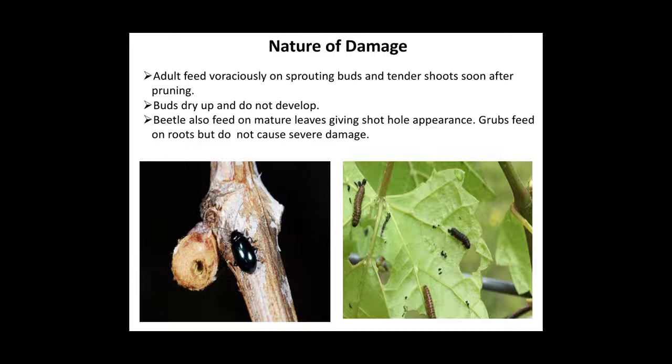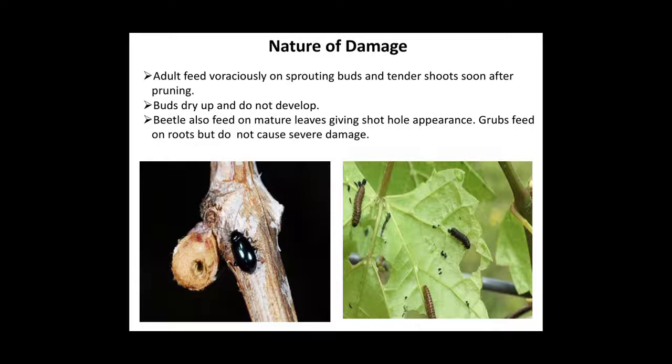The next point is nature of damage. Adults feed voraciously on sprouting buds and tender shoots soon after the pruning. Later on buds dry up and do not develop. Beetles also feed on the mature leaves giving a shot hole appearance. Grubs feed on roots but do not cause severe damage.